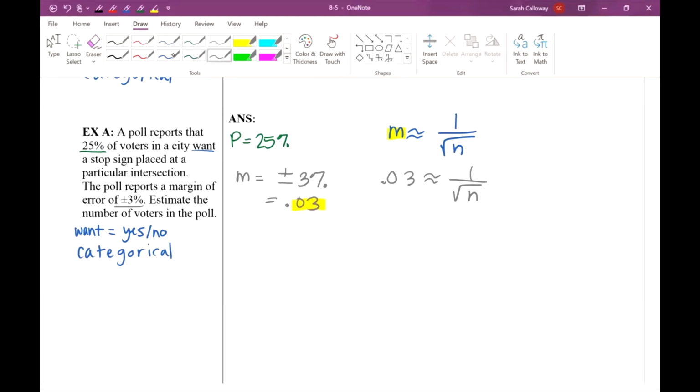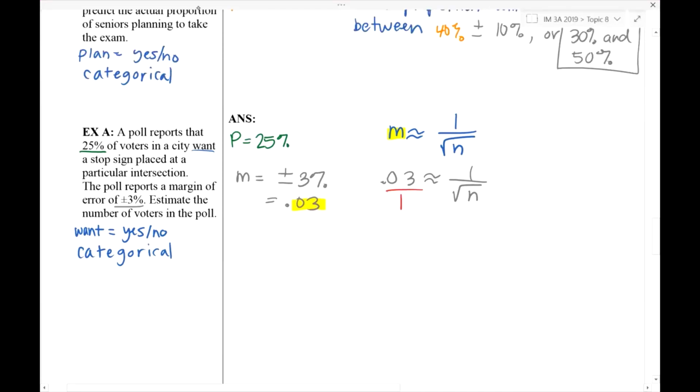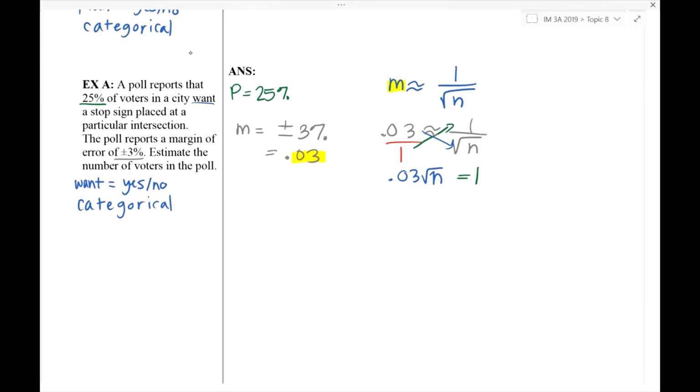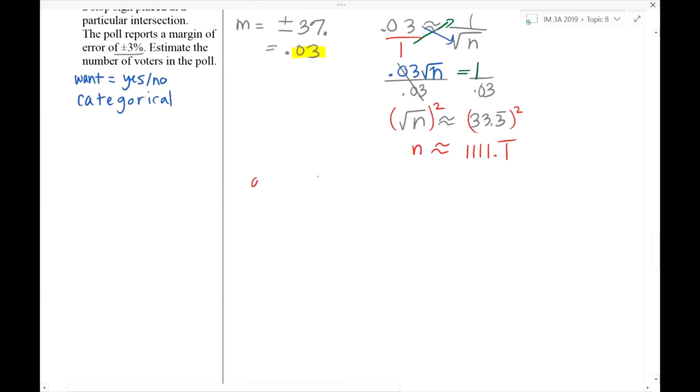Since I have one side as a fraction, I want to think about the other side as a fraction too. If I cross multiply this, that gives me 0.03 times the square root of N is equal to 1 times 1, so just 1. Then I would divide both sides by 0.03. So the square root of N is about 33.3, repeating. Then to get N by itself, I have to square both sides. N is about, if I square this, I get a bunch of 1s. So that means about 1,111 voters participated in the poll.